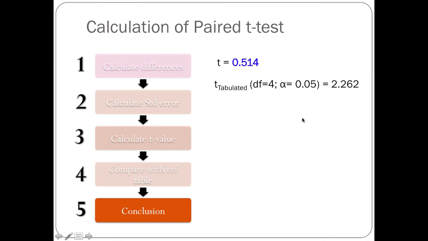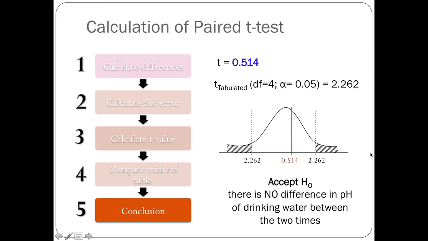Let's make our conclusion. Draw your normal curve. It's non-directional, two tails. Therefore you divide your 0.05 into 2. So it is 0.025 here and 0.025 here. Your t tabulated is 2.262. So 2.262 here, negative 2.262 here. Remember, the unshaded area is where you accept the null hypothesis, and 0.514 falls within here.